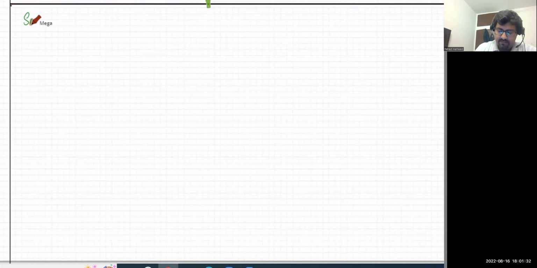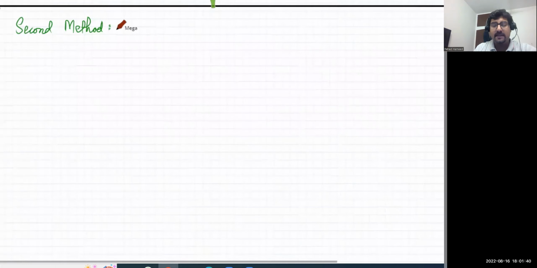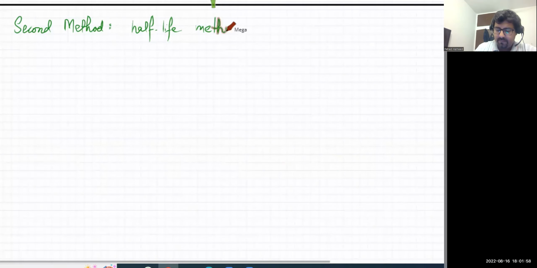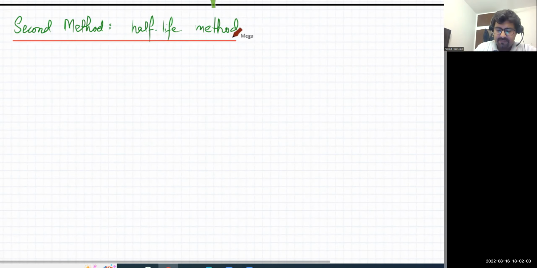That's the second method, and that's this method over here, known as the half-life method. Okay, that's like radioactive decay. I mean, you had half-lives in radioactive decay. So what is this method, and what happens in this method?